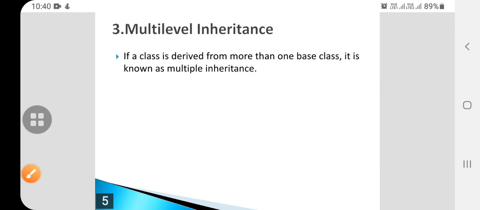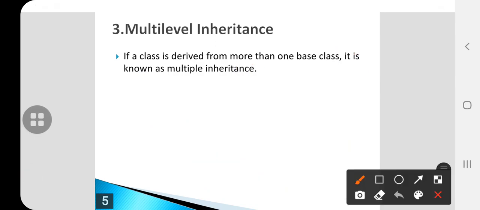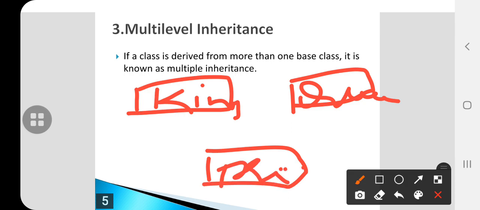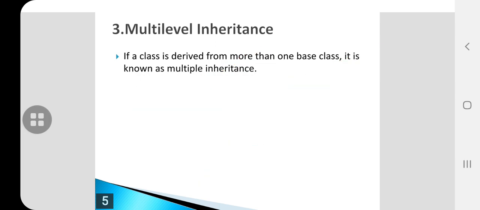Okay. So I will show one practical example for you. Assume there is one king and one queen. So this is a king class and this is a queen class. Okay students, here there is a prince. So from the 2 base classes you are deriving one derived class. So this is multi-level inheritance. For this prince class, we are deriving the properties from the king class and we are deriving the properties from the queen class.